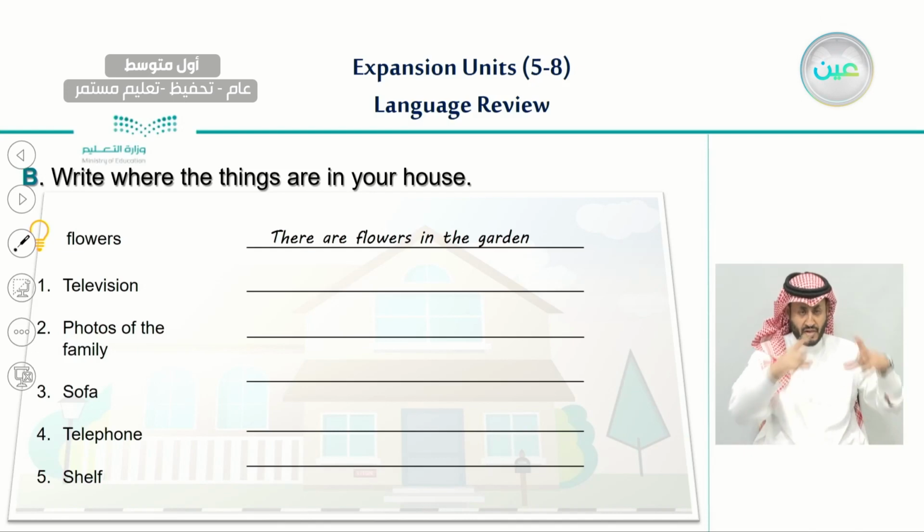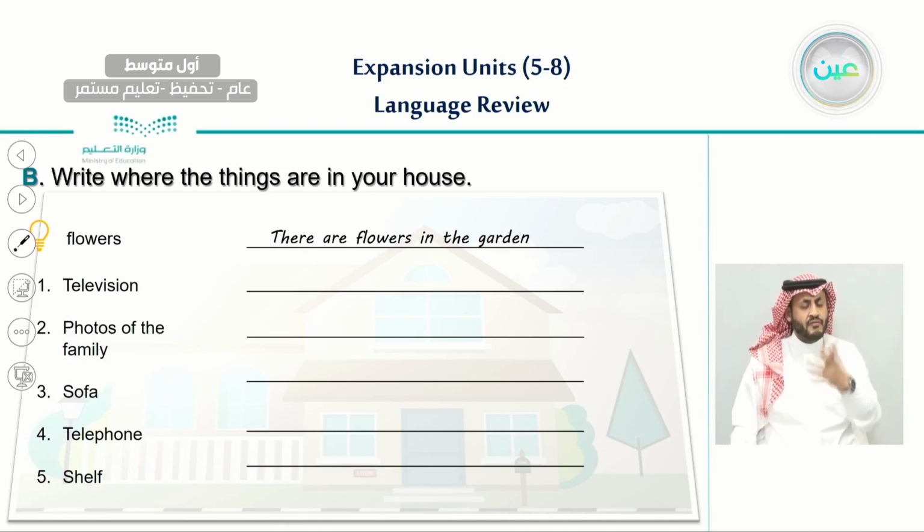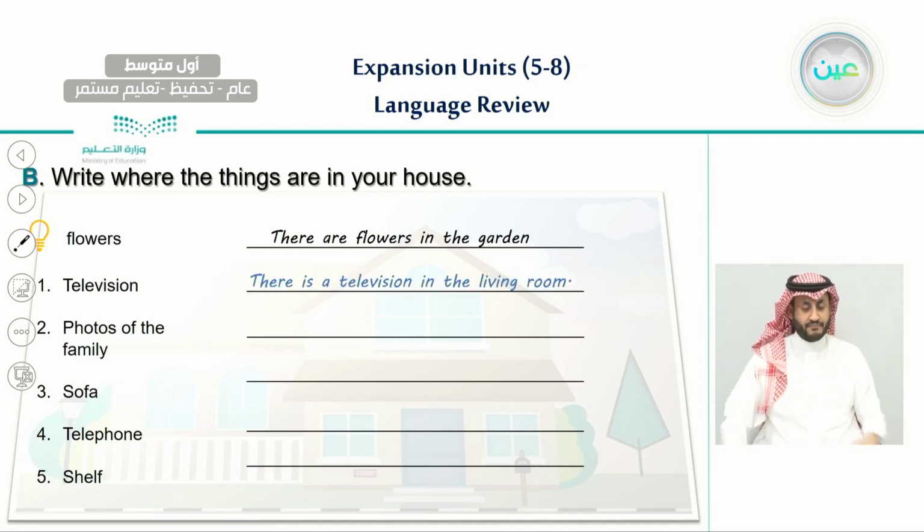Television. So now tell us, where is your television? I have written an answer that you can write, or you can copy it in place of the television in your house. So, there is a television in the living room. There is. We started with "there is" because we are only going to talk about the television. So there is a television in the living room.